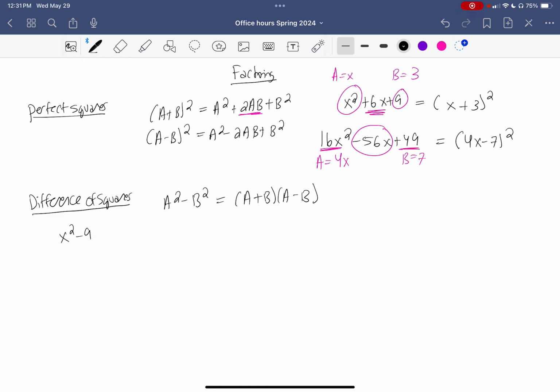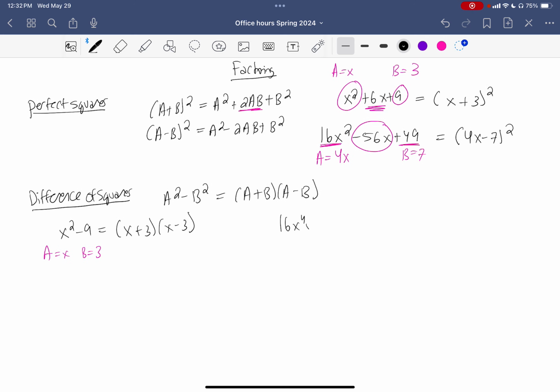So starting with x squared minus 9 as our first example, it is a difference of two things that are perfect squares. In this case, a is x and b is 3. So it will factor as x plus 3, x minus 3, and I'm done.